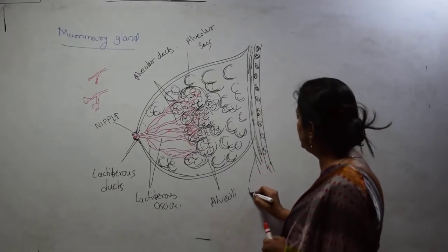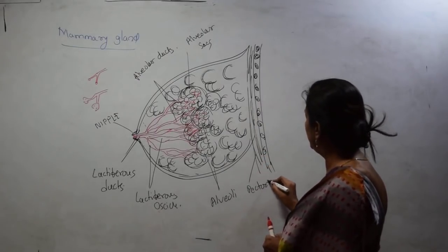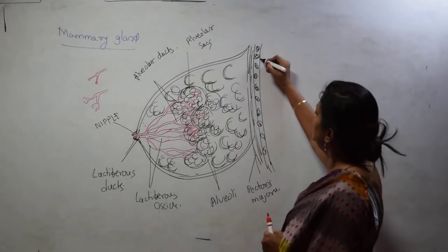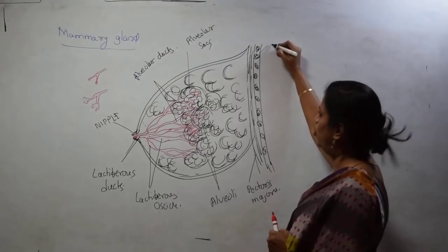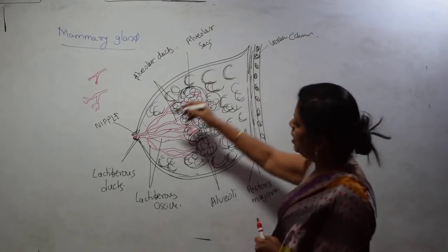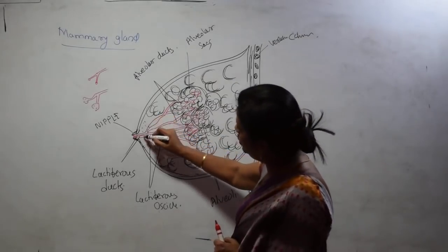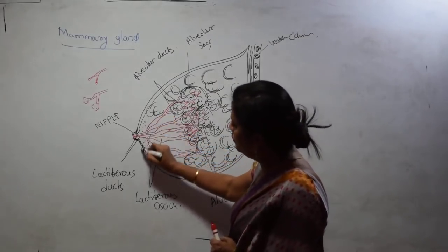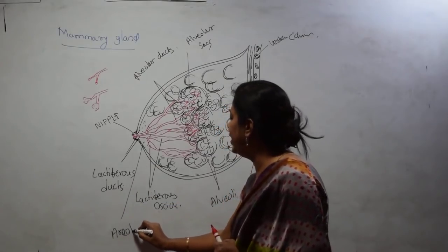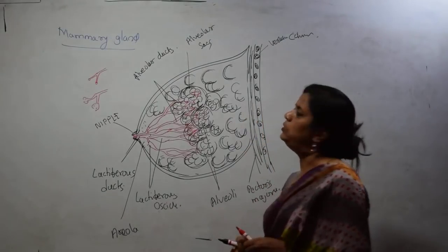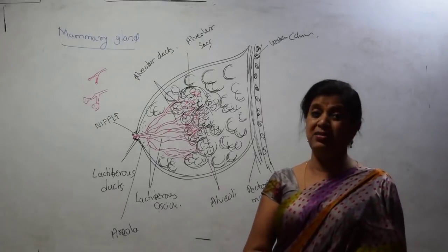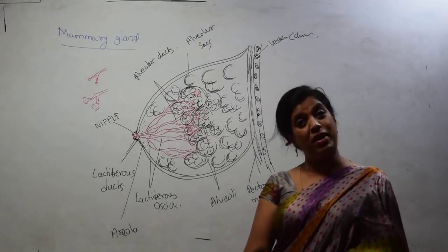And this is pectoralis major. And this is the vertebral column or backbone, we call it the vertebral column. And the black portion I told you here is called the areola. A-R-E-O-L-A, areola, right? This structure you have to remember, draw, label, it carries 5 marks, just drawing and labeling.